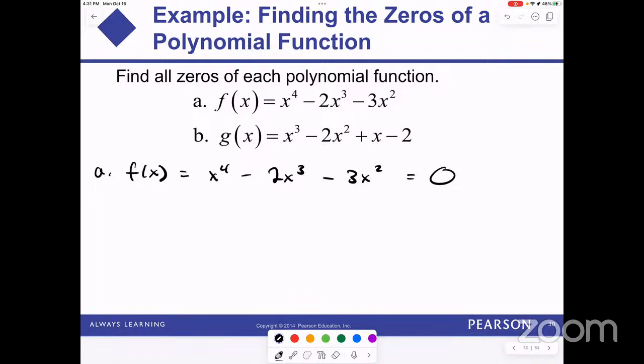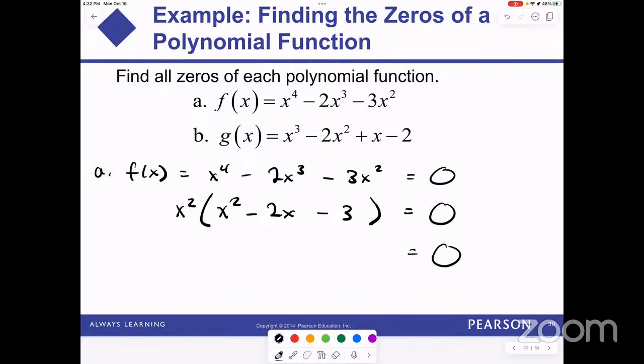Okay. So here we have a trinomial because we have 3 terms. If we're going to factor, the first question we ask ourselves is, is there a greatest common factor? And we would say, yeah, all the terms have something in common that we can factor out. It looks like we can factor out an x squared from every term. So if we factor out an x squared, we're left with x squared minus 2x minus 3 equals 0. Okay.